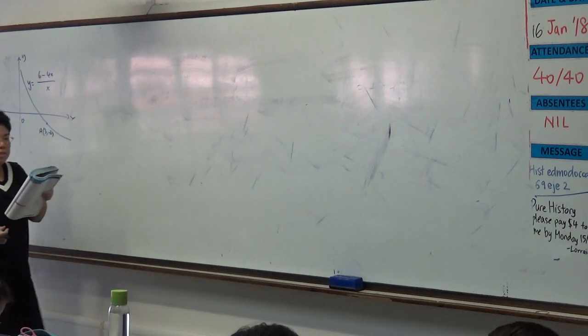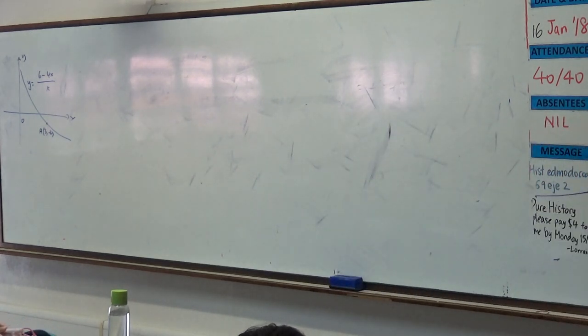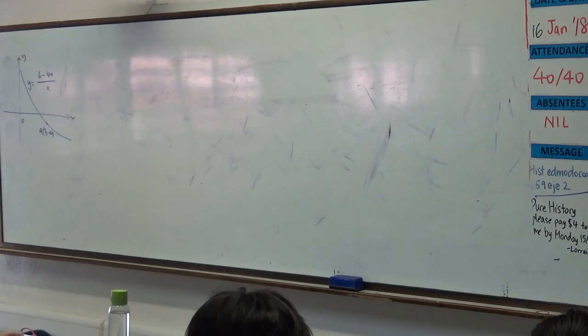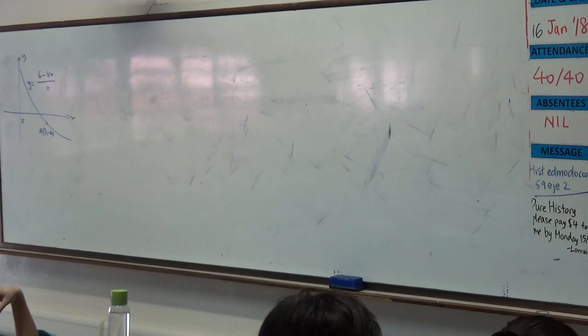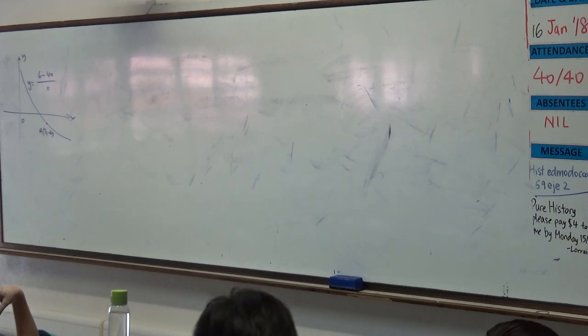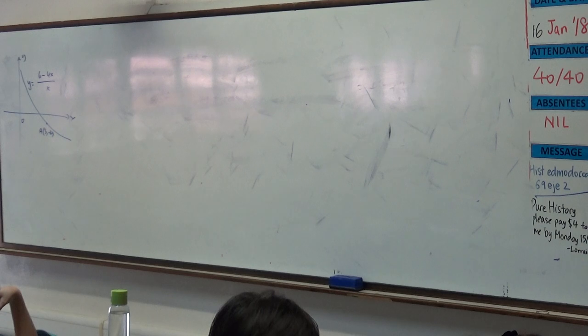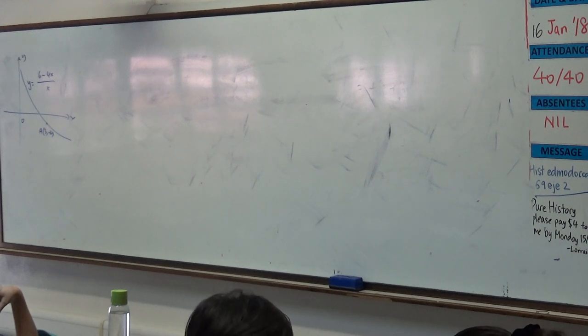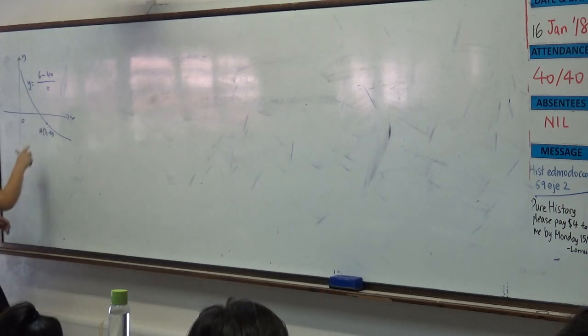Two years or more. Okay, this is the rule given, right? Now, I don't need anyone to copy anything. It's better for you to understand than to copy. Is that clear? All look up at the bottom now. The diagram shows part of the curve y equals 6 minus 4x over x, where x is not equal to 0, and the point A, 3, negative 2. Find the gradient of the curve at the point A, 3, negative 2. That means I must find the gradient at this point, right?